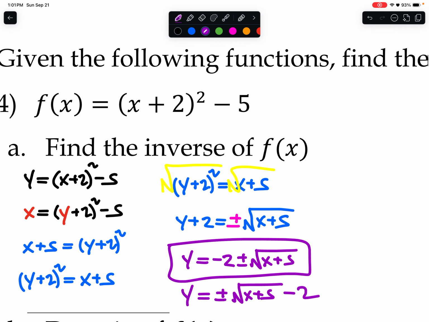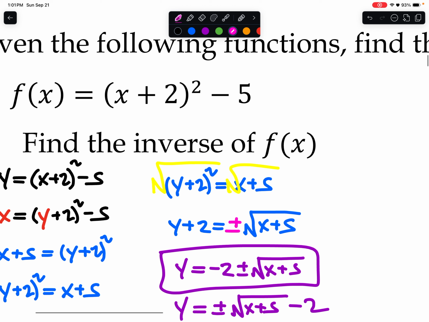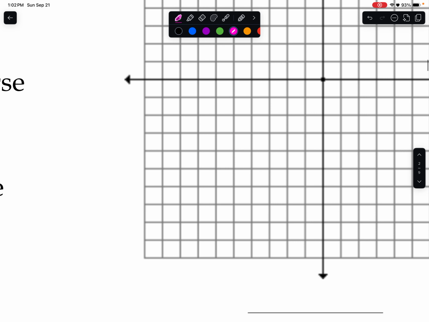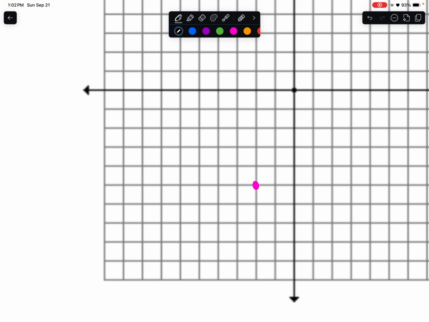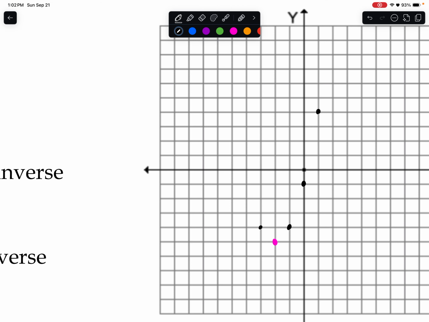So if I look back at my original, now we're going to go ahead and find the attributes of the original. This is in vertex form, so my vertex is going to be at (−2, −5). Let's go over here. (−2, −5) is about right here. And when your a value is 1 for a quadratic, I like to use the square differences pattern to graph the rest of it. So from the vertex, I'm going to go over 1 and up 1, then over 2 and up 4, then over 3 and up 9, and then we're just going to keep using those perfect squares.